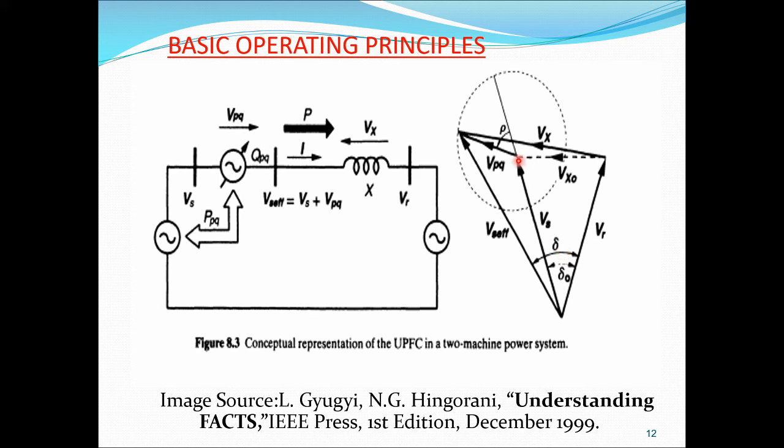If I make a circle with the radius of VPQ, with its center here, like this, this entire circle is the controllable region. Within that controllable region only, I would like to make the changes. That's the main thing. This entire diagram is nothing but the conceptual representation of the UPFC in a two-machine power system. Remember this.